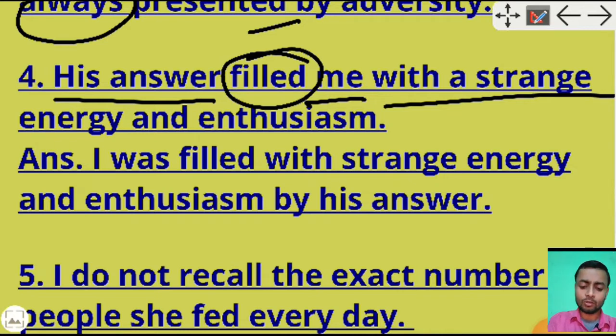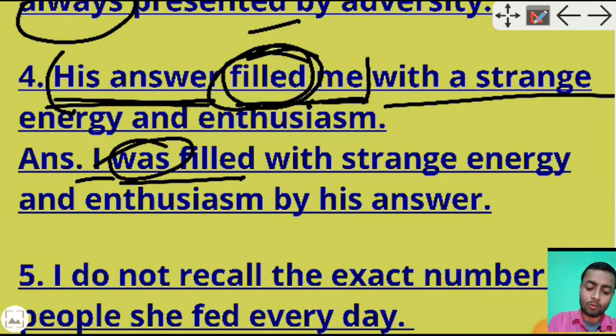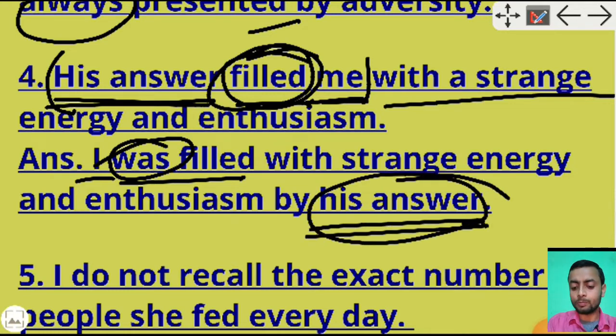So our important part is this: his answer filled me. So let's see the answer. Me became I was filled with. I filled became was filled, as it was in the past tense. Filled was in the past tense, the verb was in the past, so it takes was. I was filled with strange energy and enthusiasm by his answer. His answer became the object, by his answer. So that's all. Now come to the next example.